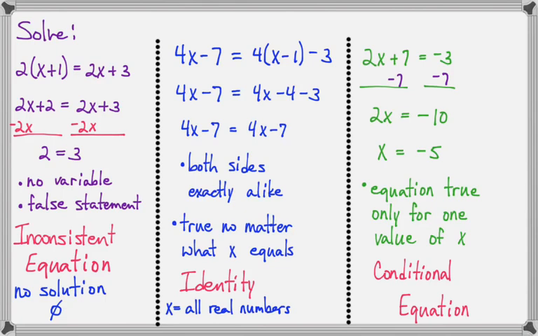So you see the difference here. On the inconsistent equations, you get something that's just not true. On the identities, you get something that's true all the time. And on the conditional equations, you get something that's true only under certain conditions. And really, that's all there is to it. You need to be able to come up with these 3 solutions and know these 3 names.